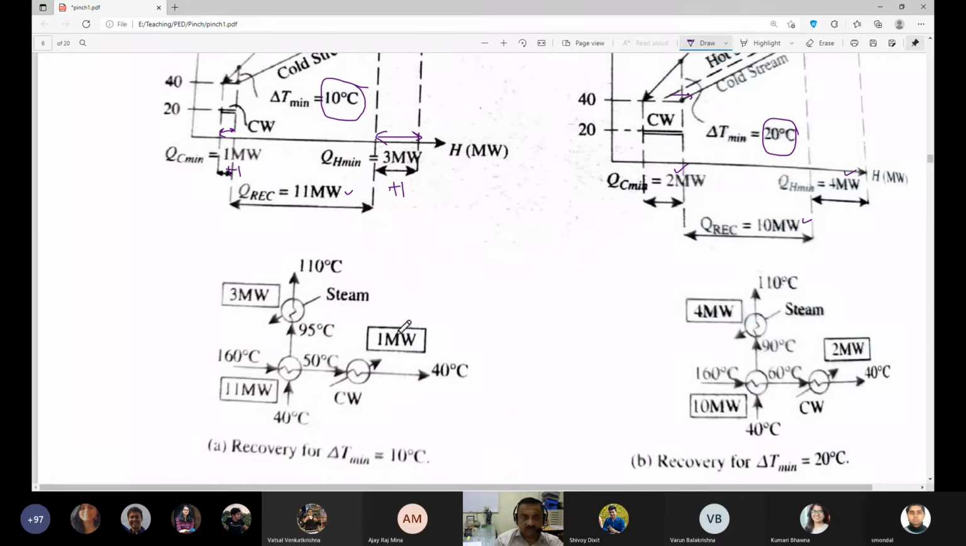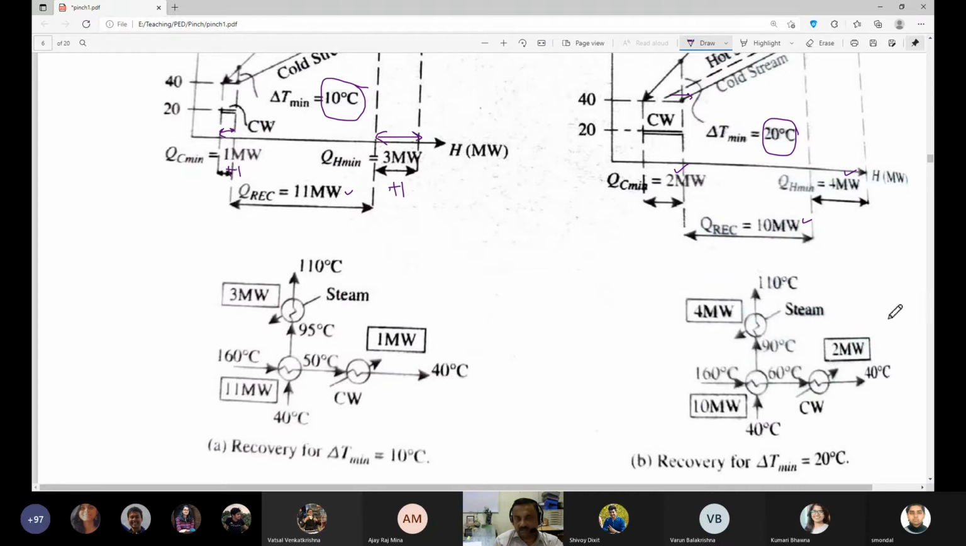So this would work out something like this: 160 degree, and this is coming as 40 degree. So in this case, you exchange 11 megawatt of heat between the two process streams, and then this stream from 50 to 40 you have to cool down using cooling water, and this stream from 95 to 110 you are using steam. And here the steam requirement is 3 MW, and here it is 3 MW, and here it is 1 MW for the cooling water requirement, and 11 MW is the recovered heat.